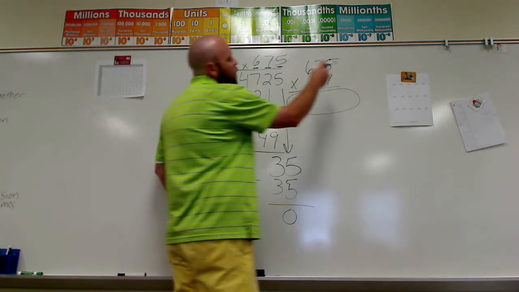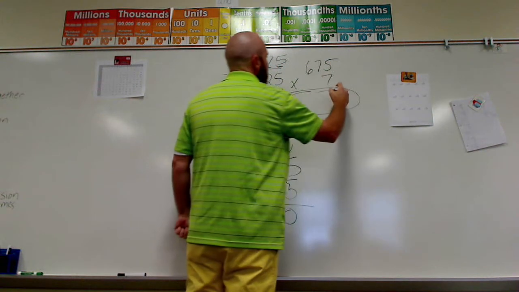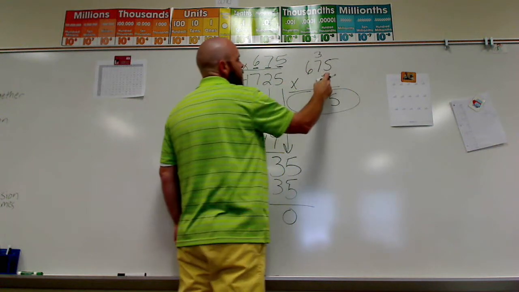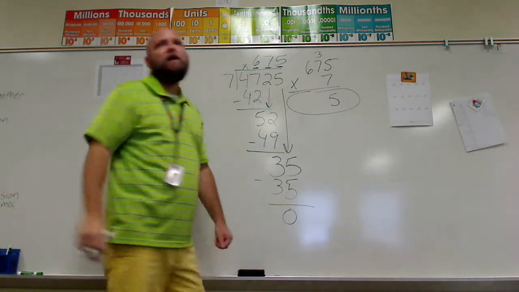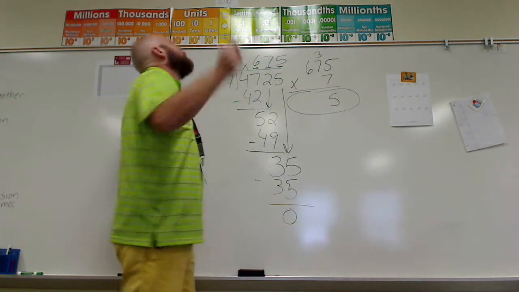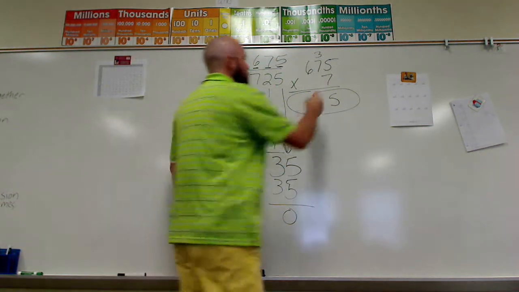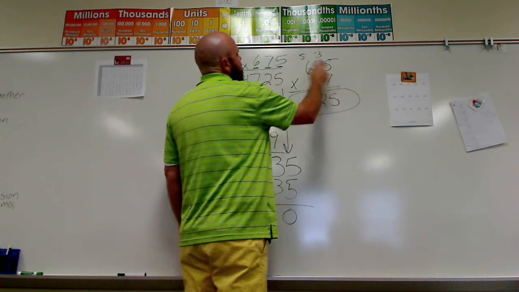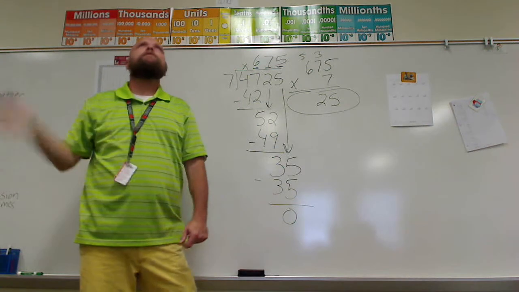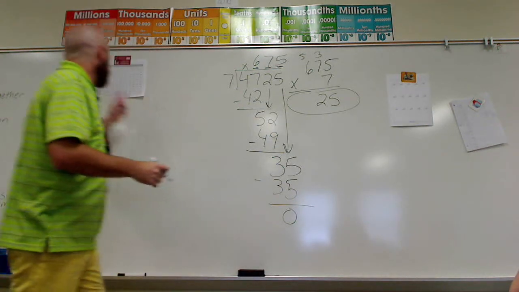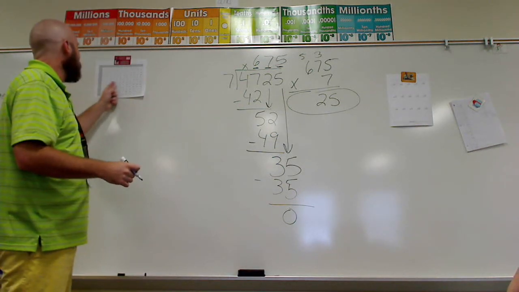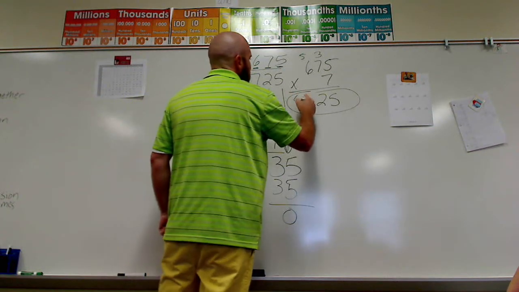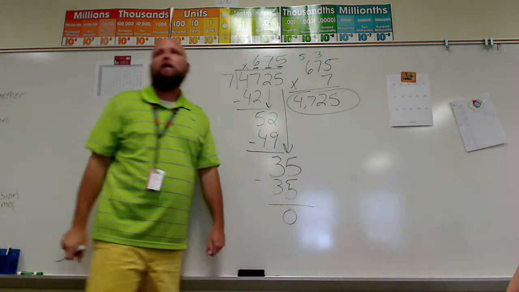Okay, so now I multiply 7 times 5. I get 35. So far, so good. Carry my 3. 7 times 7 is 49. Add 3. 52. Carry the 5. So far, so good. 6 times 7 is, I don't know. So I go back and I look here. 6 times 7 is 42. Add the 5, and I get 4,725.